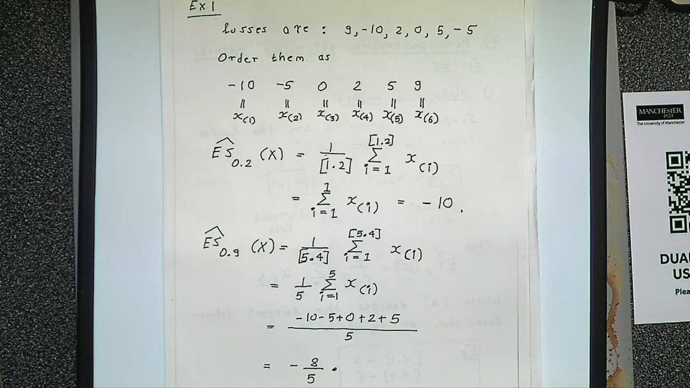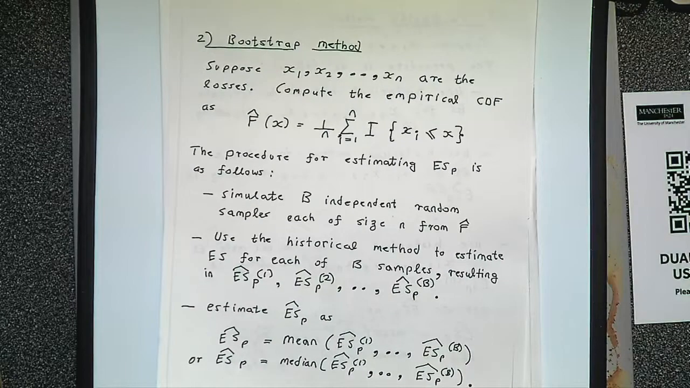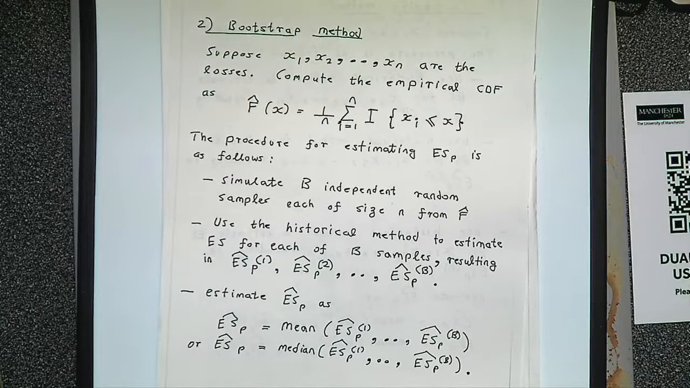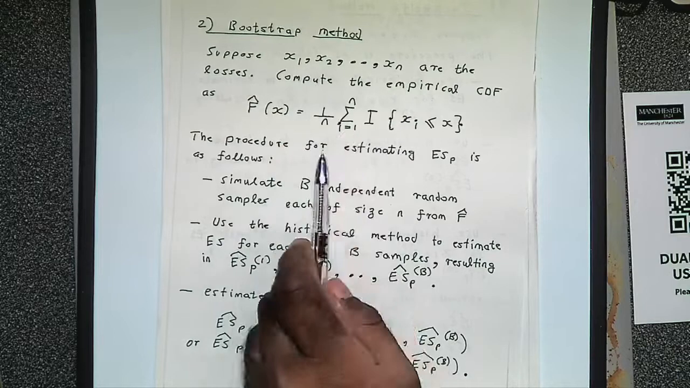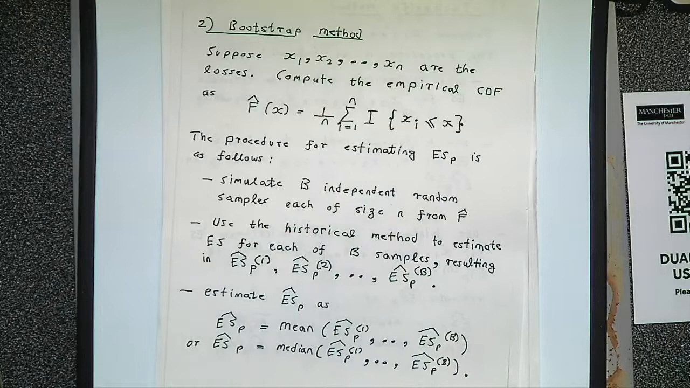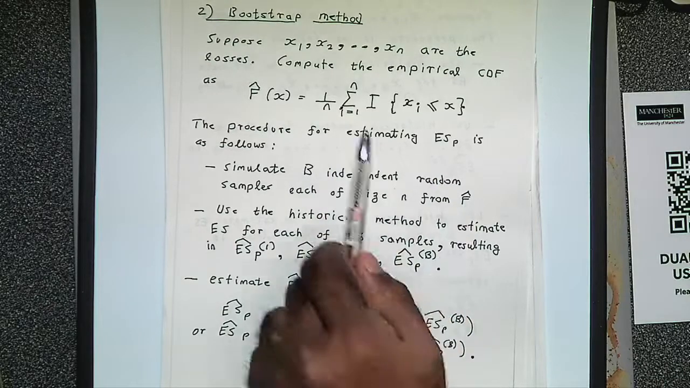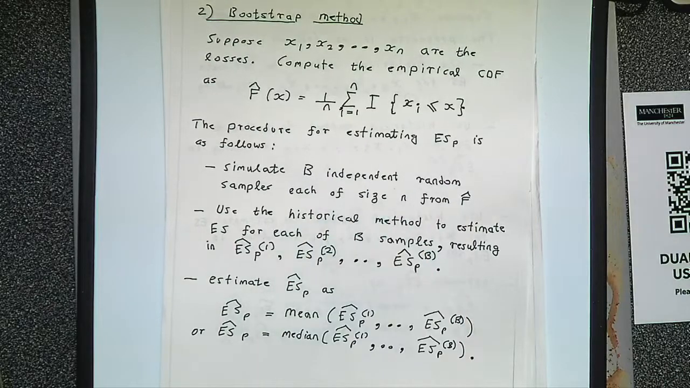Alright, that's the first non-parametric method. The second non-parametric method is the Bootstrap method. Again, this is similar to the Bootstrap method that we talked about last week. So what you do is you have the original data, you compute the empirical CDF, which is given by this. I showed you a picture of the empirical CDF last week. It's like a staircase, right? And you simulate B independent random samples from F hat, which is this. There are functions in the R software to do this, right?